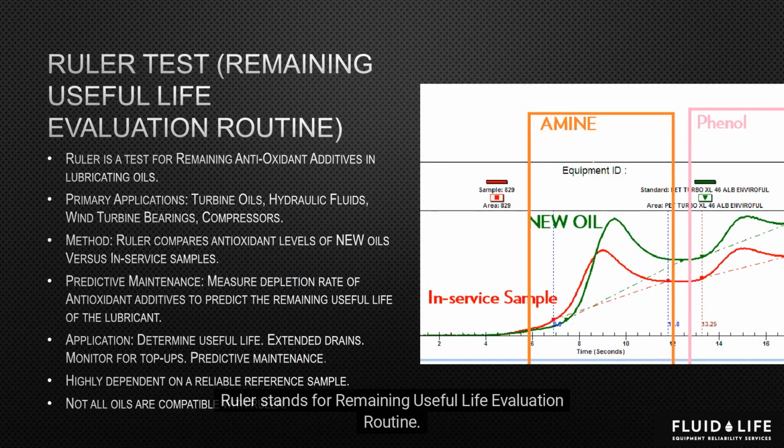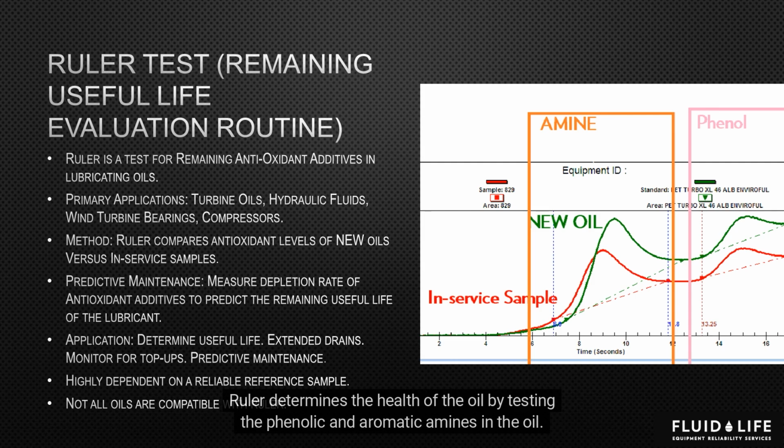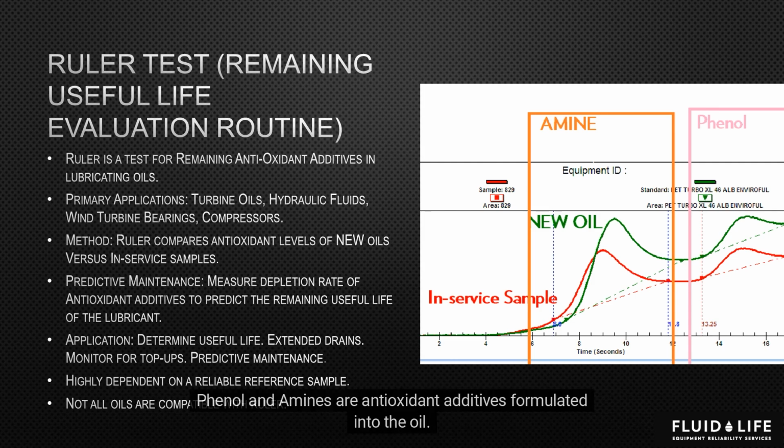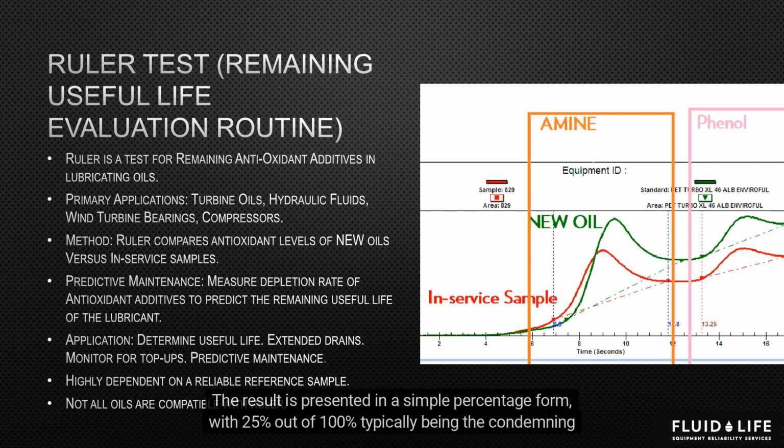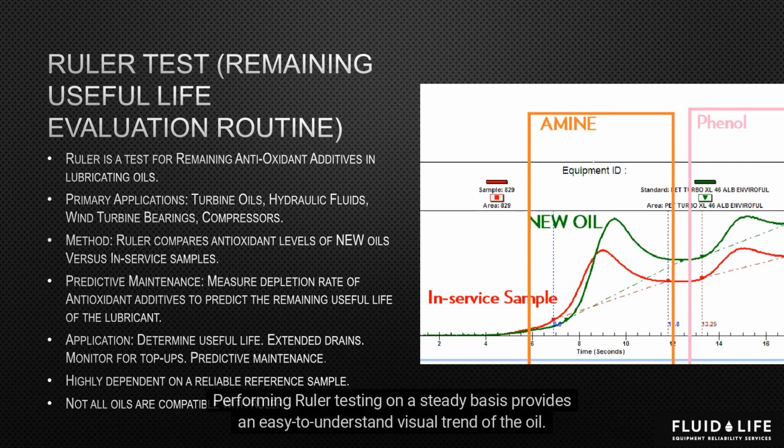RULER stands for Remaining Useful Life Evaluation Routine. RULER determines the health of the oil by testing the phenolic and aromatic amines in the oil. Phenol and amines are antioxidant additives formulated into the oil. The levels of these additives are used to monitor and help determine the life left of the oil. The result is presented in a simple percentage form, with 25% out of 100% typically being the condemning point of the oil. Performing RULER testing on a steady basis provides an easy-to-understand visual trend of the oil.